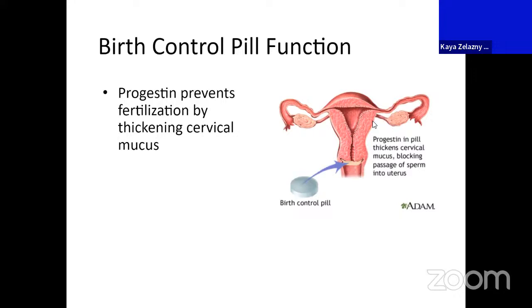So we've got a kind of one-two punch with that combined pill, right? We're both blocking the sperm from getting into the uterus in the first place, and we're suppressing ovulation. So if they bypass that thickened cervical mucus, there's not a mature oocyte there for them to fertilize anyway.